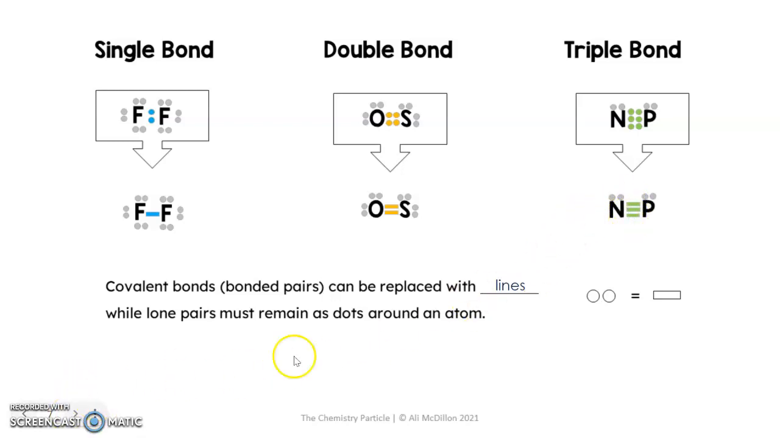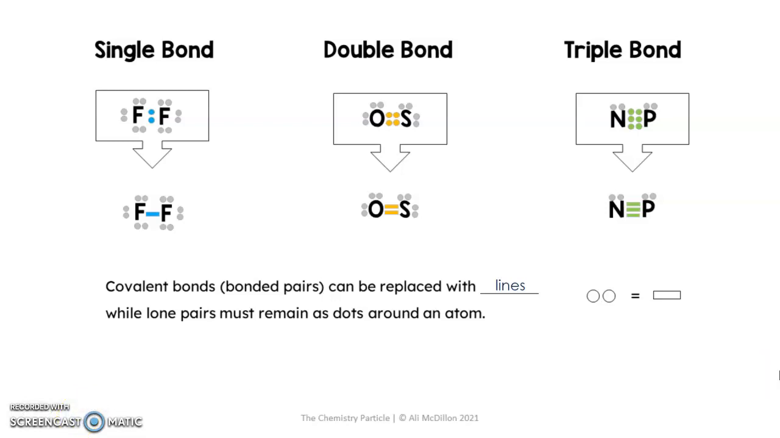Okay. Now, when you're looking at a Lewis dot structure where bonded pairs are represented by these lines, anywhere you still see the circles, the electrons, those are just going to be the unpaired electrons that are still around their respective atoms.